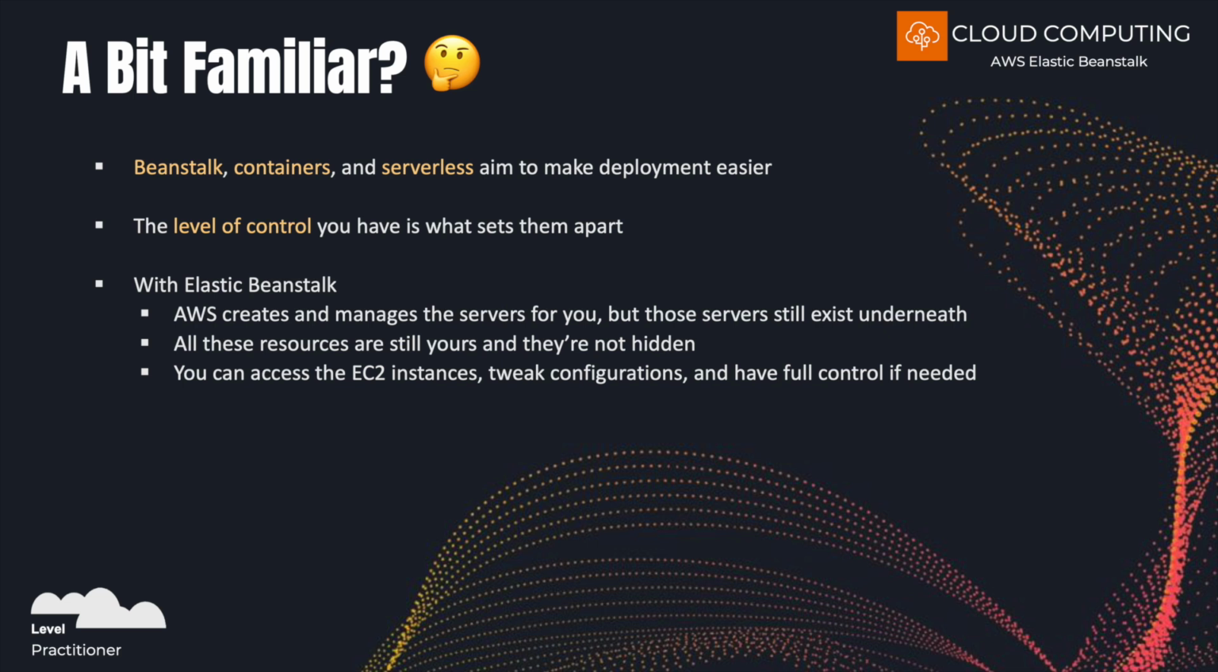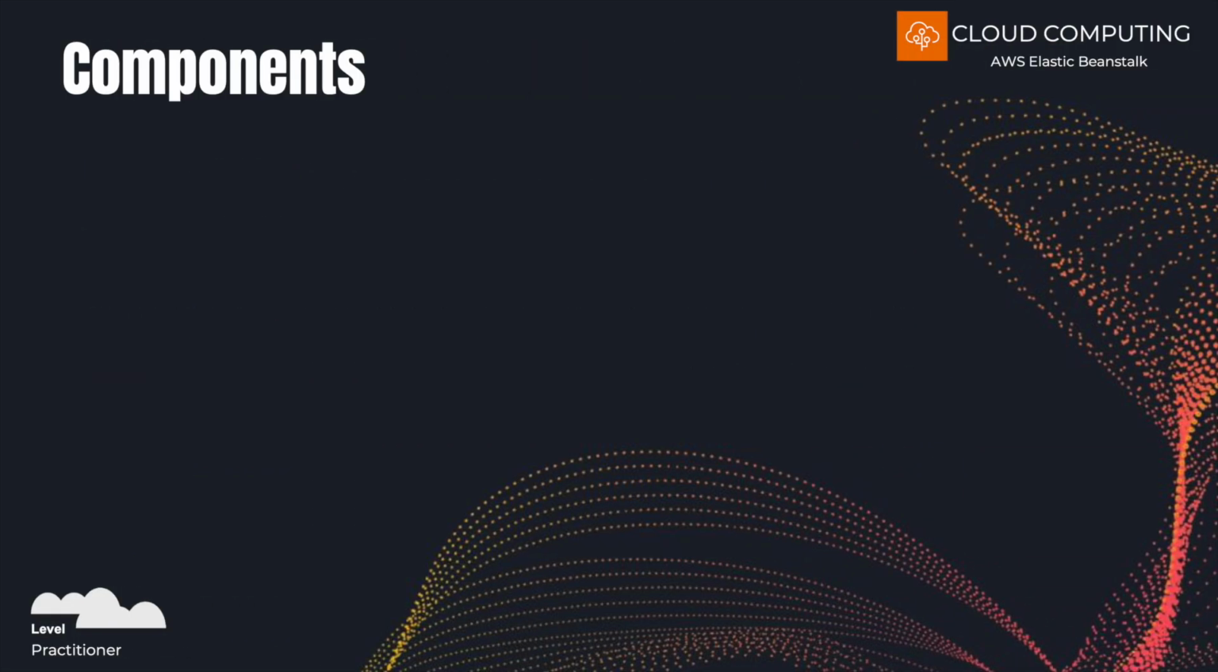They're not hidden. And you can access your EC2 instances directly anytime, customize configurations, change instance types, or even adjust scaling policies if you want more control. In other words, Elastic Beanstalk gives you the convenience of automation while still letting you take over the steering wheel whenever you need to. Every Beanstalk application runs inside what's called an environment, which is basically a collection of AWS resources that your app depends on.